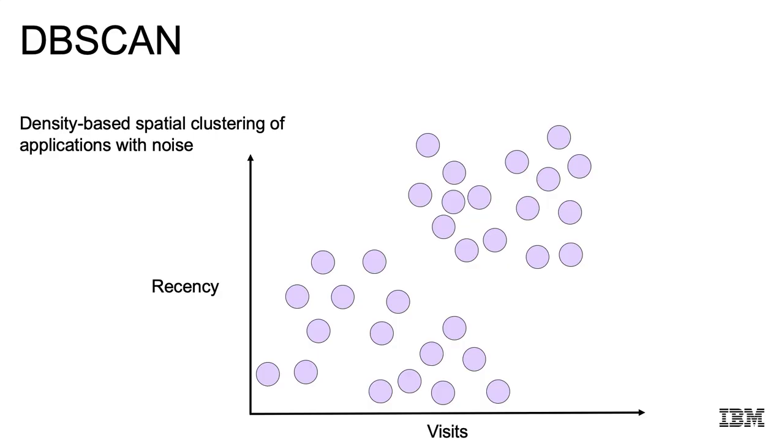So as promised, let's start to visualize how DBSCAN actually works. As we have in our past clustering algorithms, we're going to start with this two-dimensional data set, and we're going to come up with clusters depending on the visits and the recency and how far away each point is from one another. So we start at a random point.